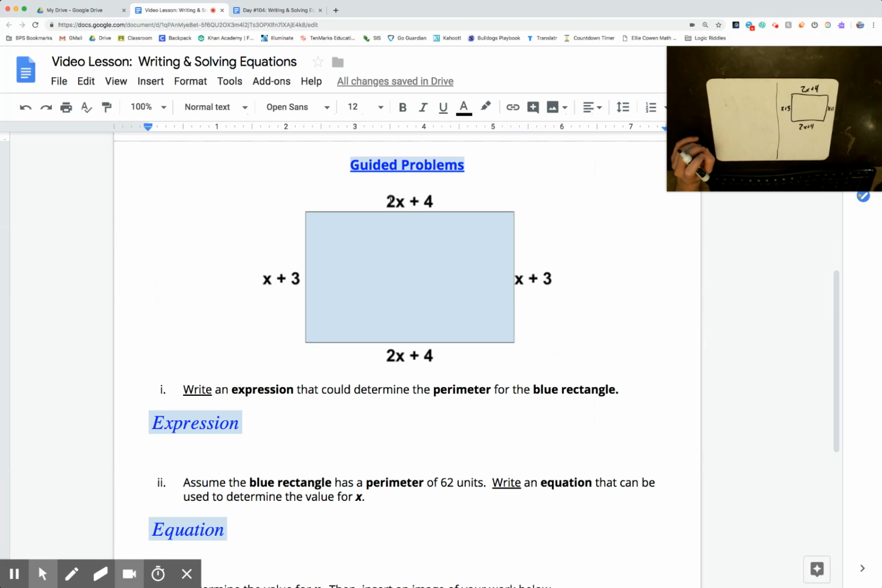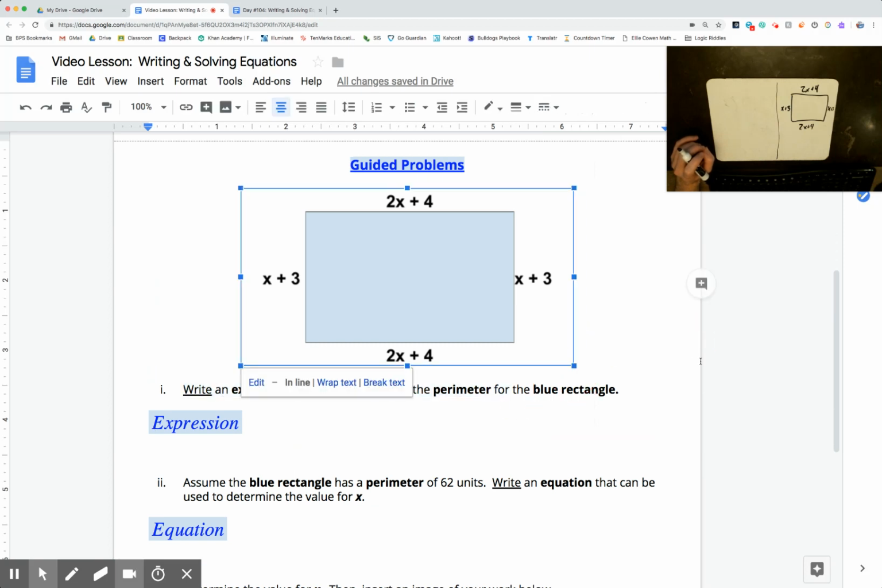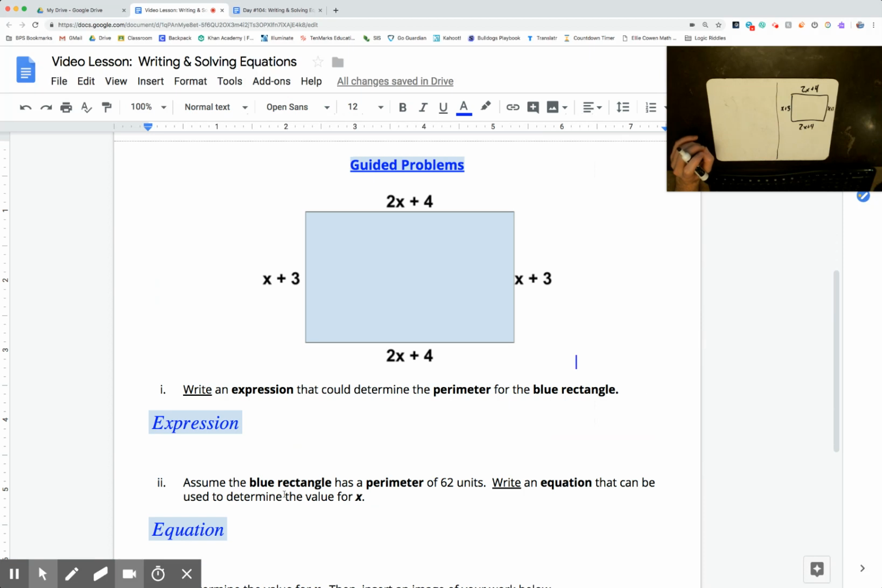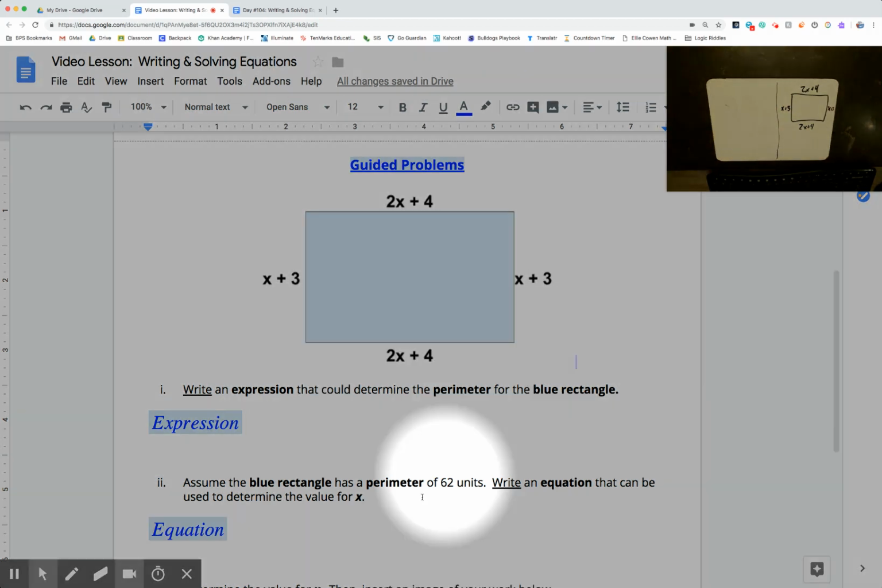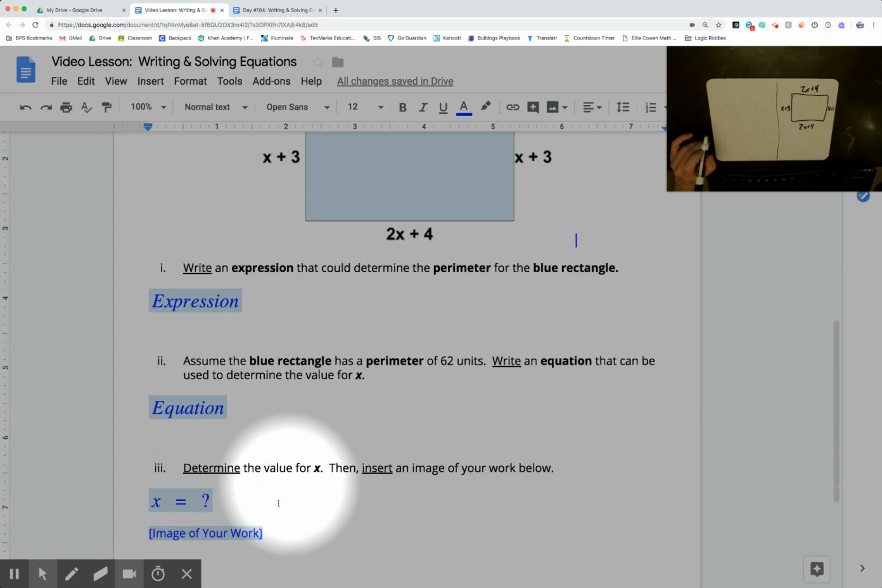So for your guided problems today, part 1 asks you, when we look at this blue rectangle here, to write an expression that could be used to determine the perimeter for the blue rectangle. Part 2 is going to actually tell you the perimeter for the blue rectangle. We learned that the blue rectangle has a perimeter of 62 units. And they're going to ask you to then write an equation that could be used to determine the value for x, and you're going to go on to determine the value for x.